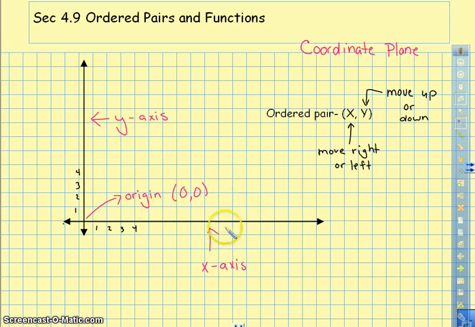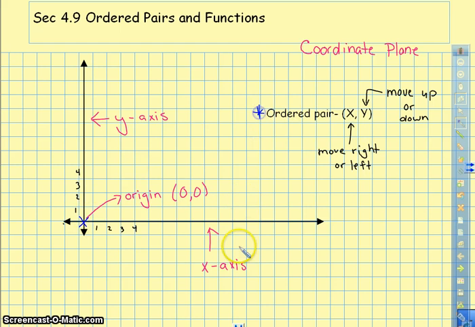Okay, so this is the x-axis. The horizontal axis is the x-axis. I'm sure you'll talk about this in science as well. And the vertical axis is called the y-axis. Okay, they meet at the origin. And the ordered pair of the origin is 0, 0. They're going to meet at 0 on the x and 0 on the y.